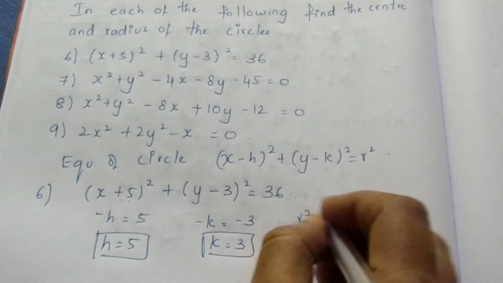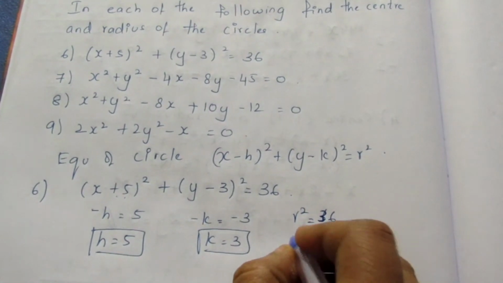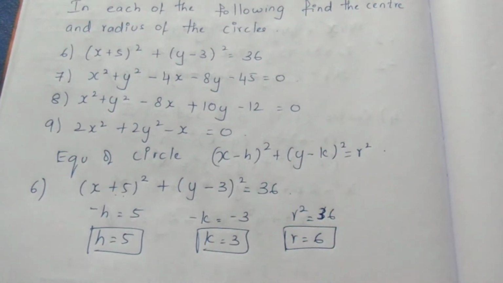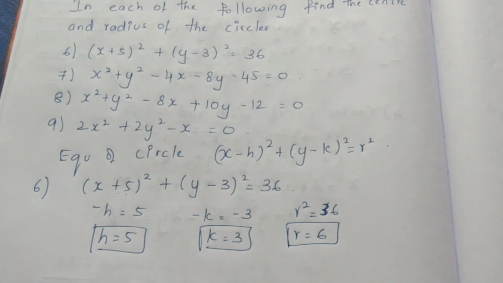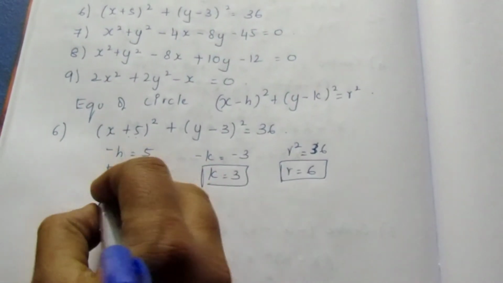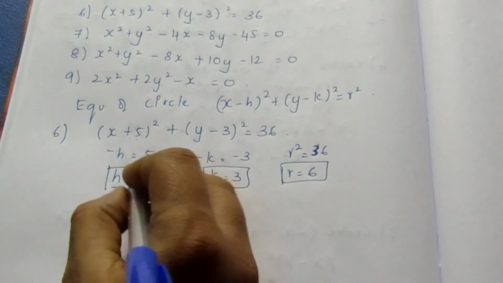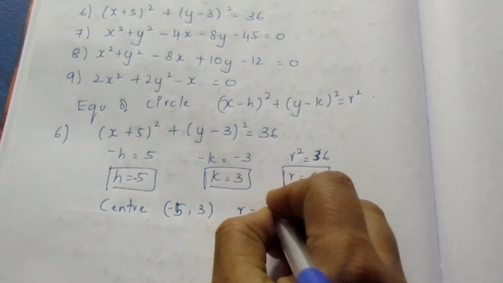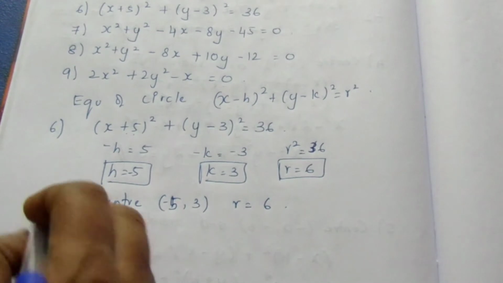Instead of r square we have 36 here. So if we bring the square to that side it becomes a root. So root 36 will be plus or minus 6. As it is a radius, it is a distance, so it will be a positive number. So I am taking only plus 6. So your center is minus 5 comma 3 and your radius is 6. This is the answer for the sixth sum. We'll move on to the seventh one.